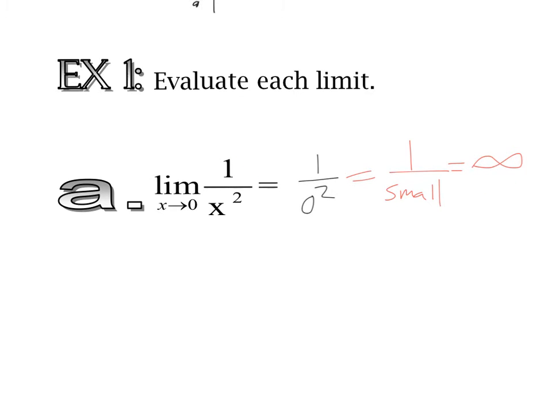But it is possible to get a limit that is not approaching the same infinity. One can approach positive infinity and one can approach negative infinity. So I'll show you an example of that in the next one.